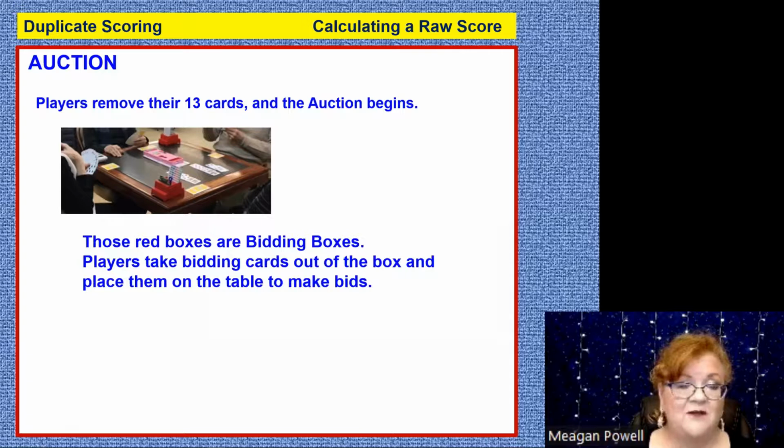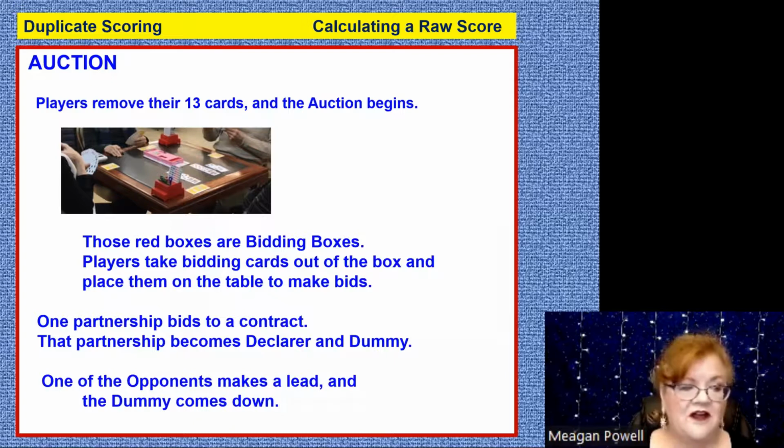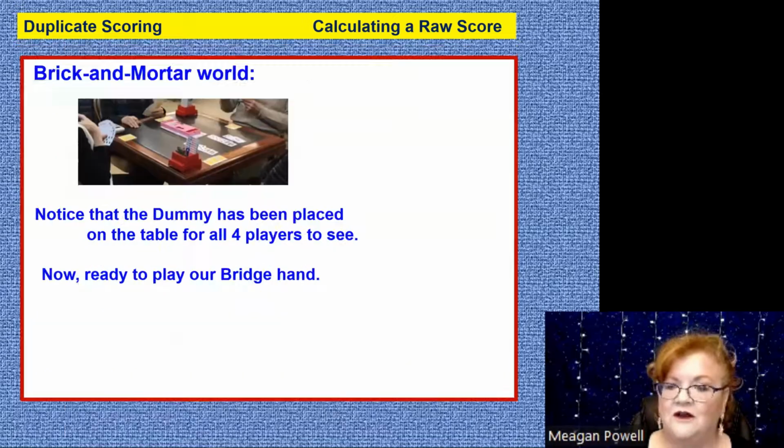You'll take your bids out of the box and put them on the table. When you're done bidding, all the bidding cards go back in the red box. One partnership bids to a contract, and then one partnership becomes declarer and dummy. The other partnership are the defense. One of the opponents makes an opening lead. The dummy goes face up on the table for everyone to see. All right. And now we play our bridge hand in a live world.